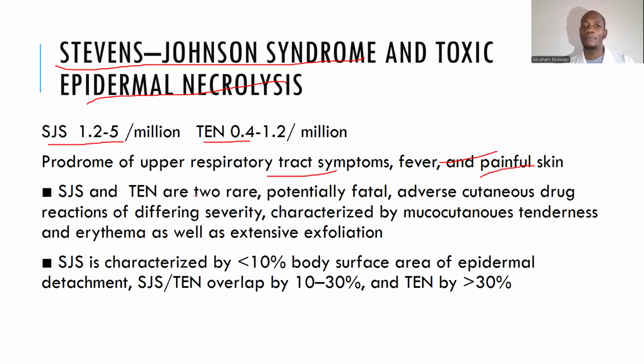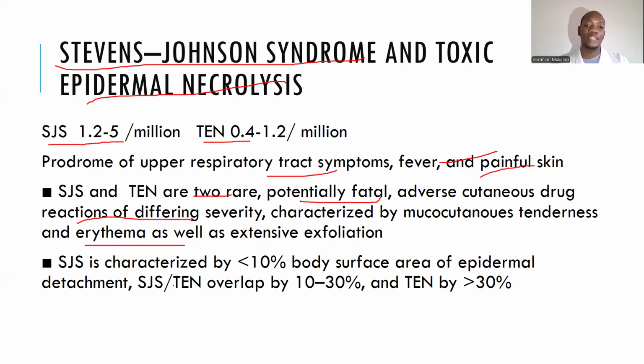So these two conditions are a little bit rare and potentially fatal if someone gets them, and they have been associated with different drugs. Characteristically they have involvement of the mucous membranes, which will present as tenderness as well as erythema, and then extensive exfoliation of the upper part of the skin, the epidermis, after someone has gotten this condition. So the difference between SJS, TEN, and then SJS-TEN overlap is basically the skin surface area that is affected by this condition.